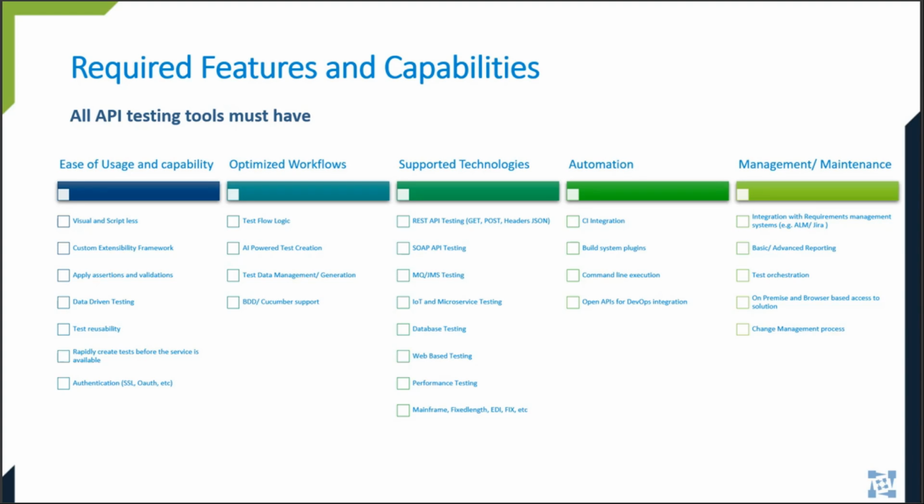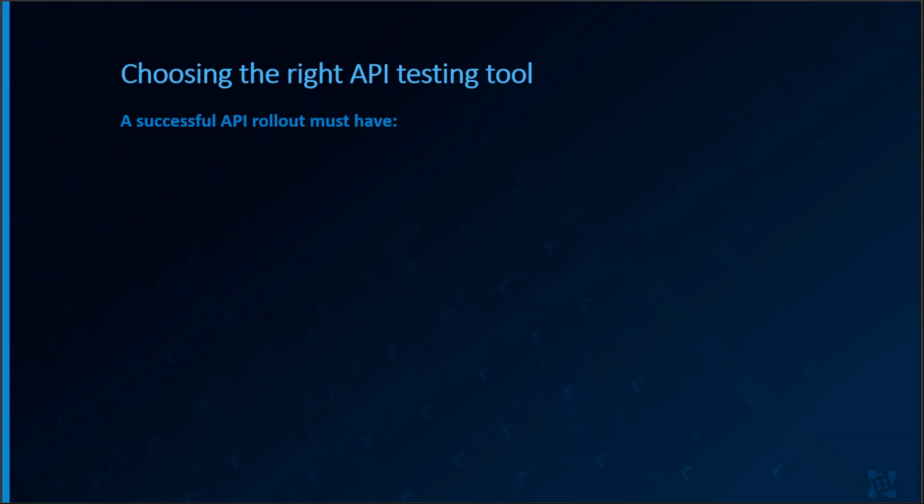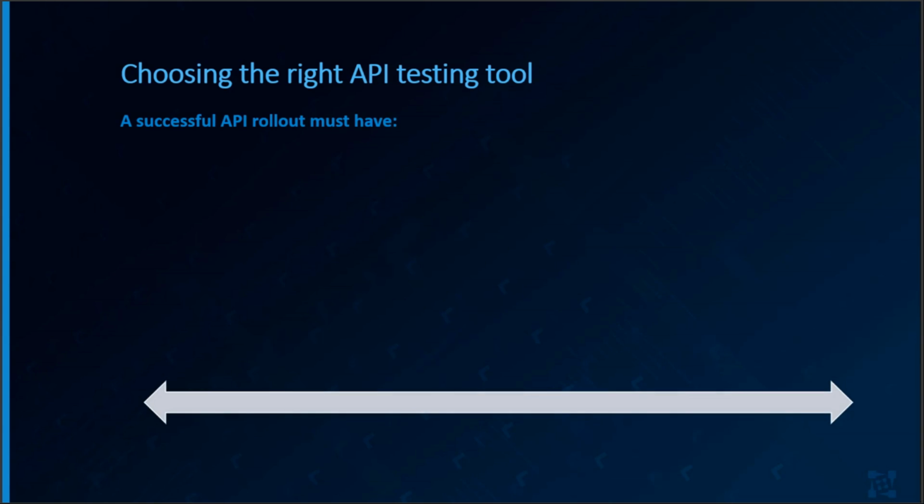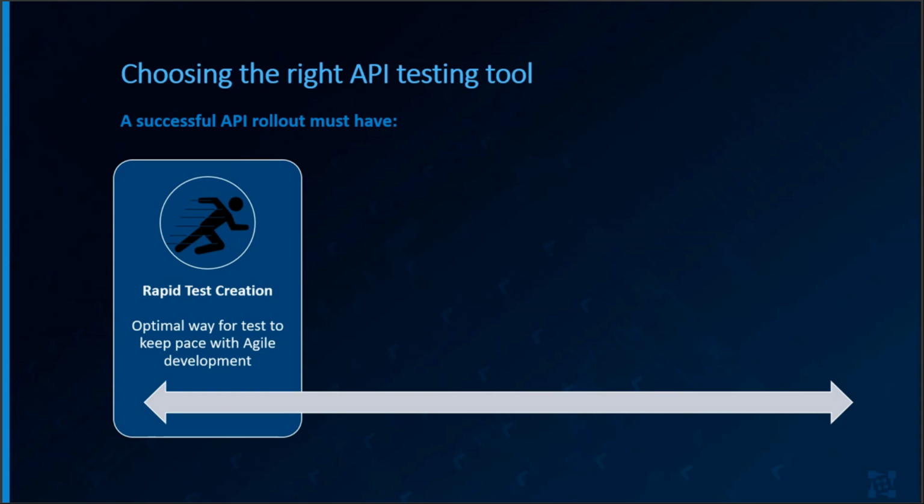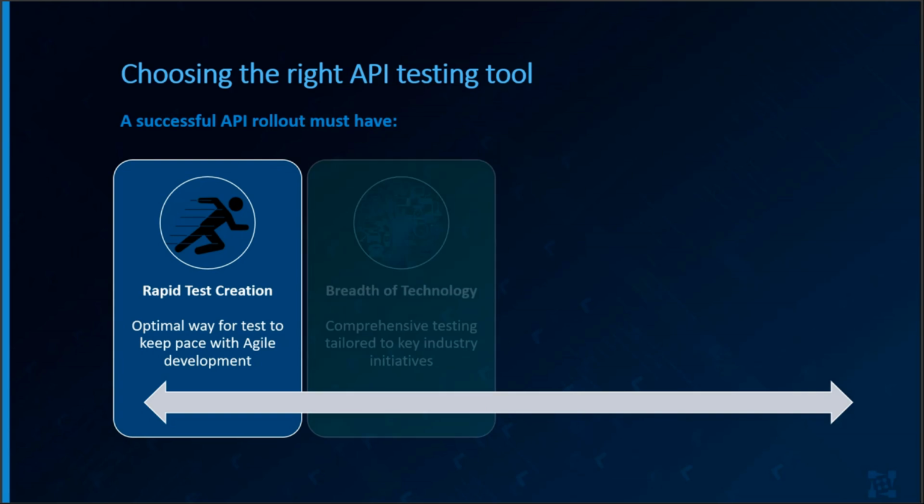But in my experience, these are the must-haves for your API testing solution. In order to really move your API testing solution forward, I think there are 4 critical enablers that your solution must have. Number 1, rapid test creation. This is critical because, as I said, API usage is just growing every single day. And you need those testers to be able to lightning quick create the right API tests.